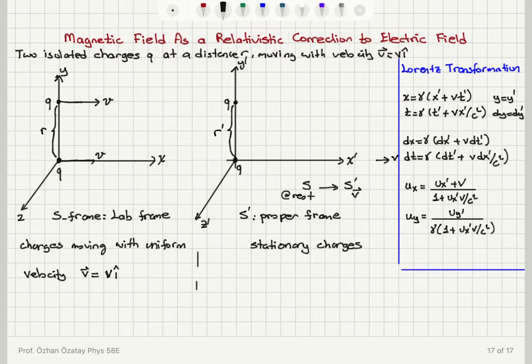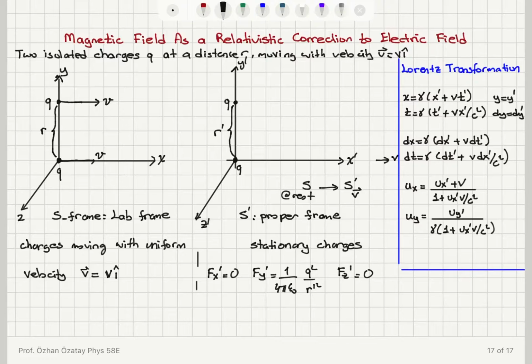So what I would like to figure out is the force that appears between these two charges in the two reference frames. So in the S prime reference frame, the proper reference frame, there will be no force on the x prime axis, no x prime component. On the y prime axis, we have Coulomb's law, 1 over 4 pi epsilon 0, q squared divided by r prime squared. And for the z-axis, we also don't have any force. Now, how can I perform a transformation of the force to the S reference frame?